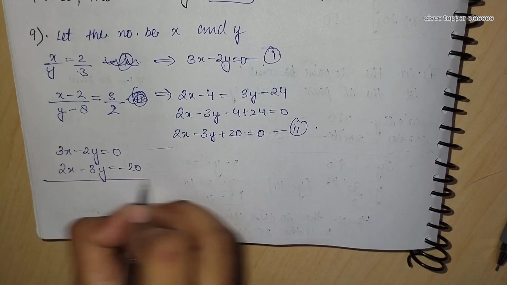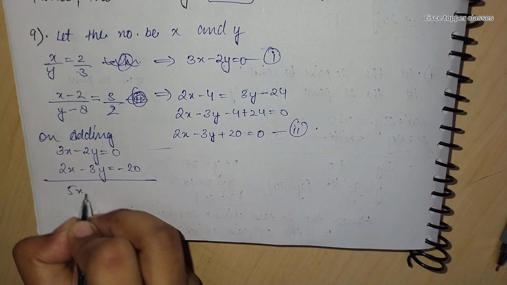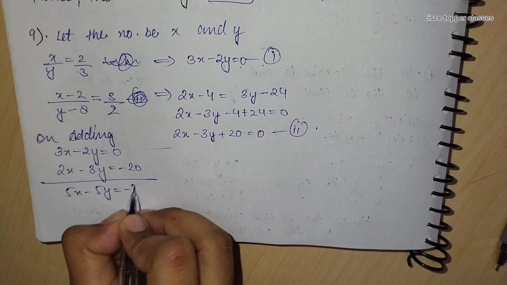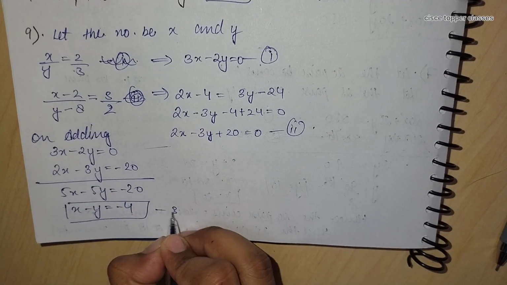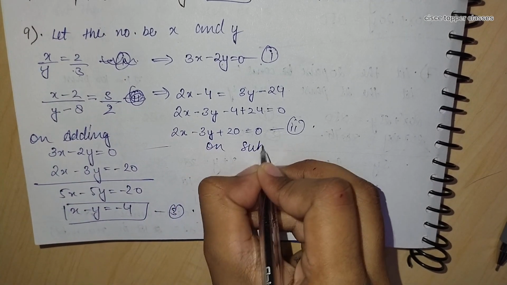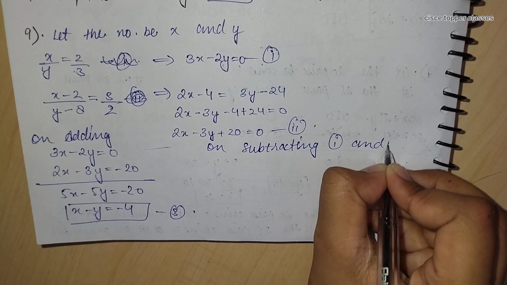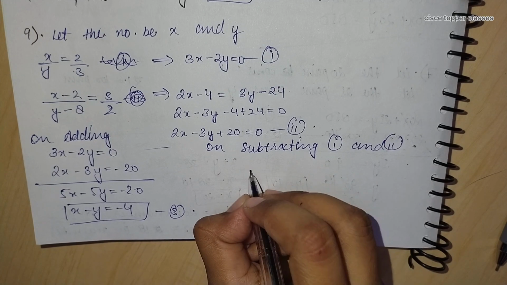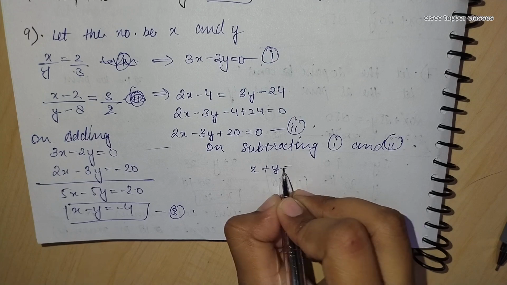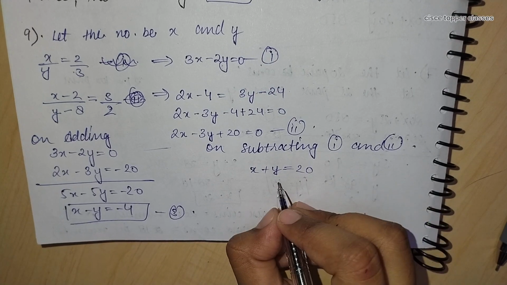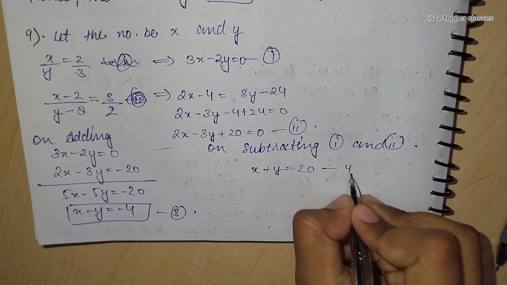So we will firstly add these equations. On adding, we will get 5x minus 5y equal to minus 20. x minus y equal to minus 4 from here. Let it be the third equation. On subtracting the first and second, we will get x plus y as 20. Let it be the fourth equation.